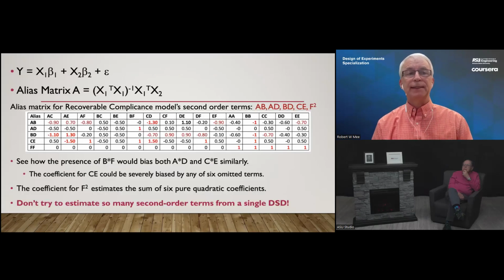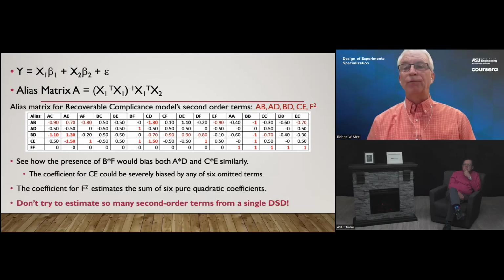What about the second response that had 5 second order terms, AB, AD, BD, CE, F squared? This was the author's model. And you can see here, recall their model had AD and CE. Look at the bias from BF. My model had BF in it rather than those 2. And you can see that the coefficient in the alias matrix is 1 in the row for AD and the row for CE.